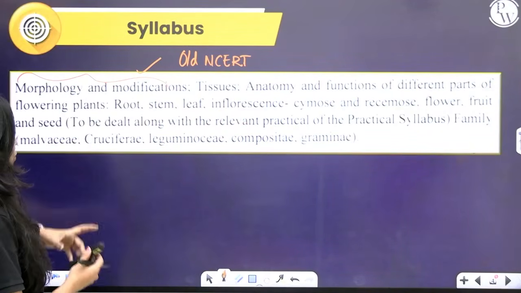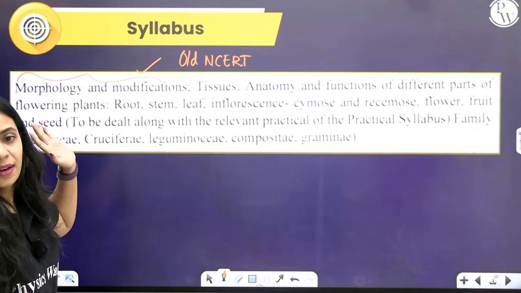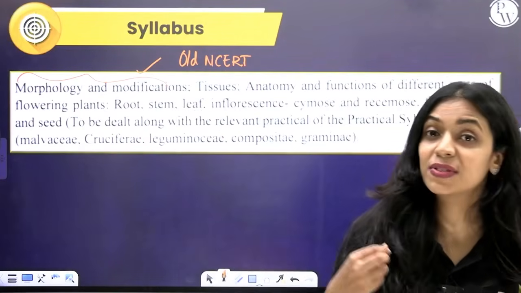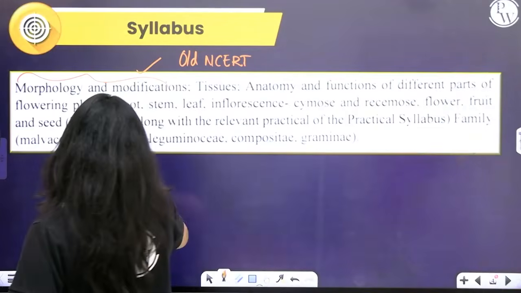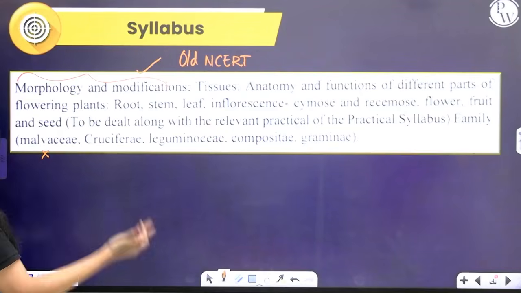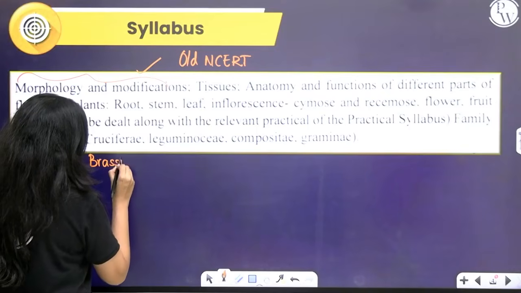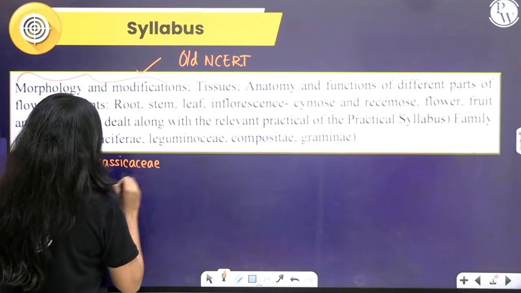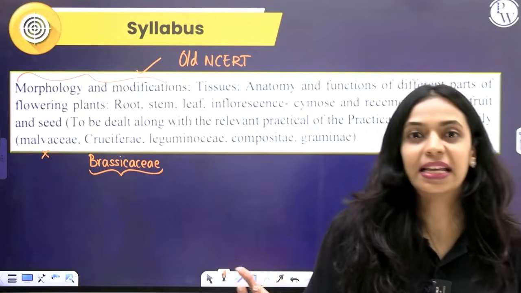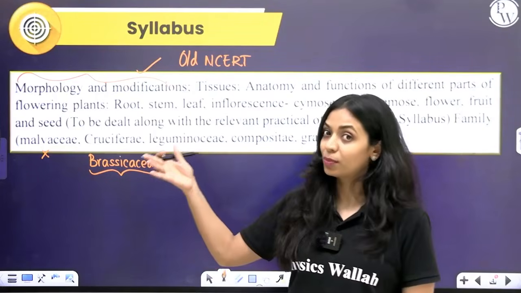We have to learn about the morphology and modifications in root, stem, leaf, types of inflorescence, flower, fruit, seed, basically all of that. Okay, and also at the end of the chapter we're going to learn about the characteristic features of some angiosperm families like Malvaceae, Cruciferae, Leguminosae, Compositae and Graminae. Malvaceae is not part of your old or new syllabus. Cruciferae is another name for Brassicaceae. We would briefly learn about Brassicaceae because it is given in the old NCERT as an example for your floral diagram and floral formula. So very briefly we would learn about it, but we have to learn about it in more detail now.